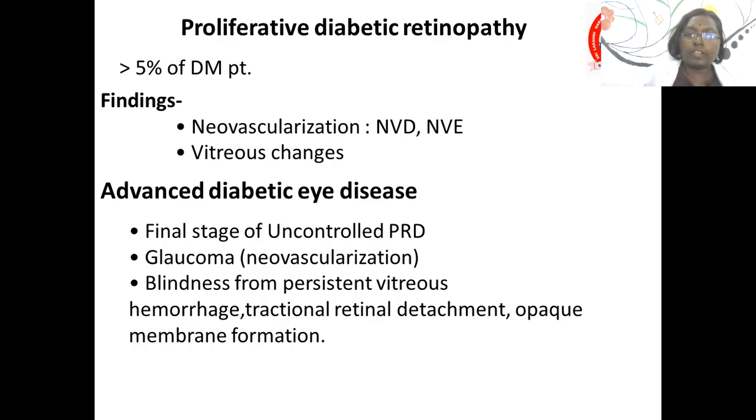Advanced diabetic eye disease includes uncontrolled proliferative diabetic retinopathy. Glaucoma is seen because of neovascularization of the iris and around the angle of the anterior chamber. Initially, it is open-angle glaucoma. As the disease progresses, the neovascularization can fibrose and then lead to angle-closure glaucoma. The blindness can be because of persistent vitreous hemorrhage, tractional retinal detachment, and membrane formation.